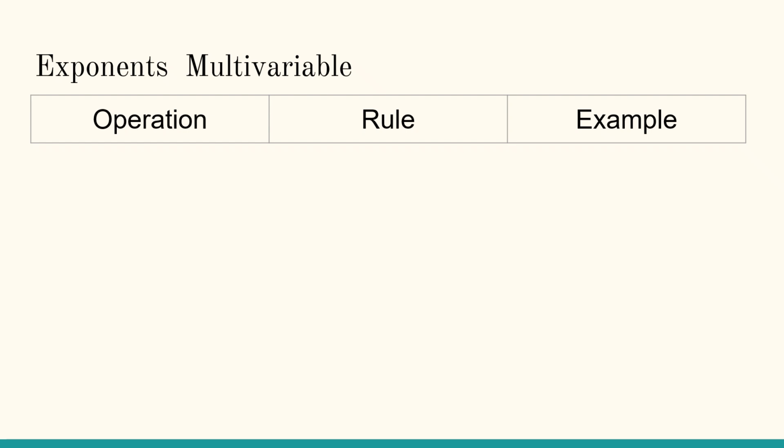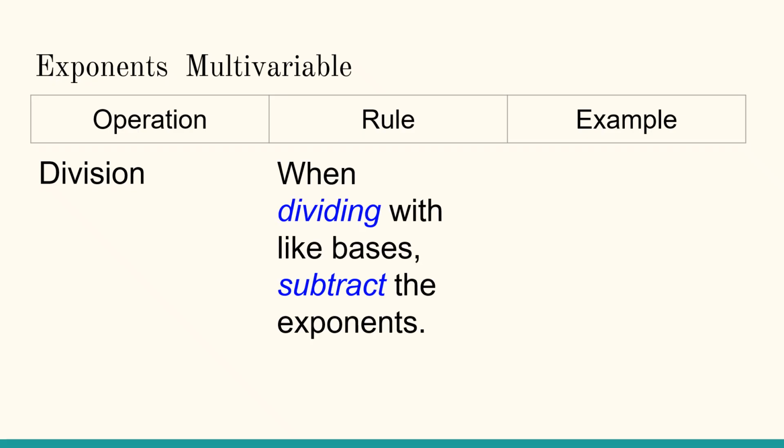Now guys, we're going to learn the next rule, which is division. And the rule is when dividing with like bases, we're going to subtract the exponents. Example 1. We have x cubed times y to the 4th power divided by x squared and y squared.